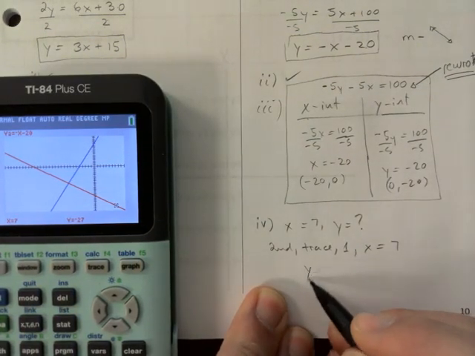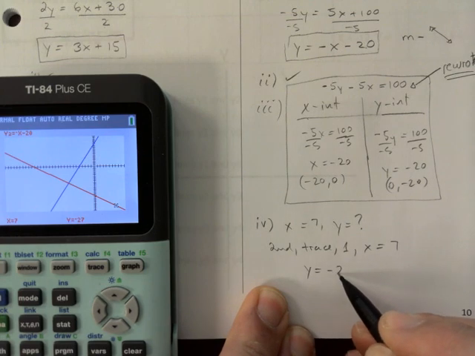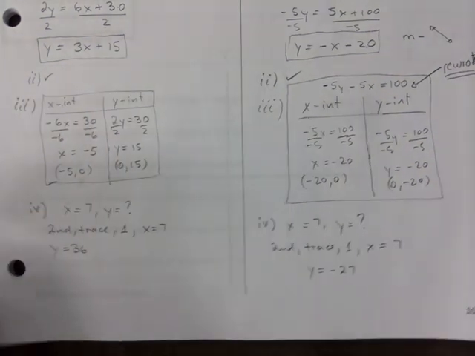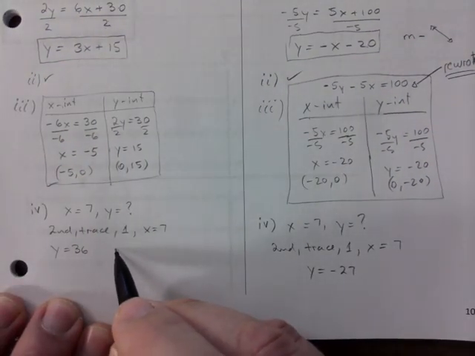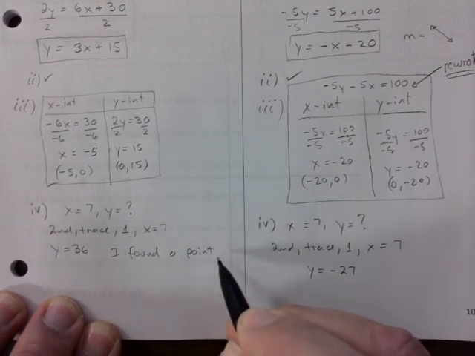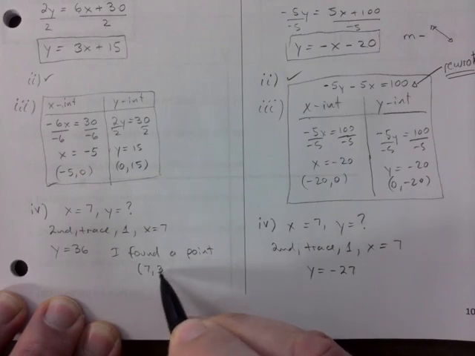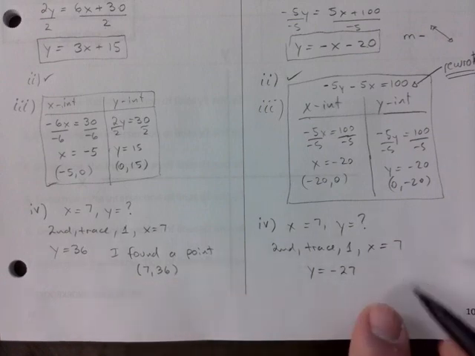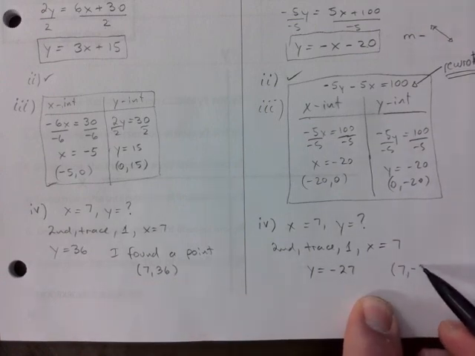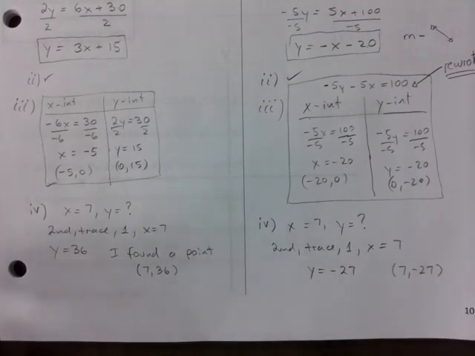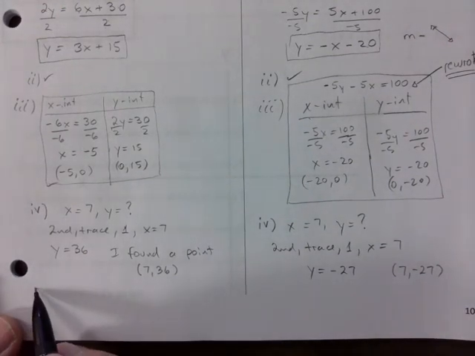It saves you a ton of time if you're doing this already. So what did you just find? I found a point. And that is what? 7, 36 for this one. You're just saying, hey, this point is on the line. And same here. You found a point 7, negative 27, which is on the other line. Okay? So keep that in mind. What about the other one? 5.